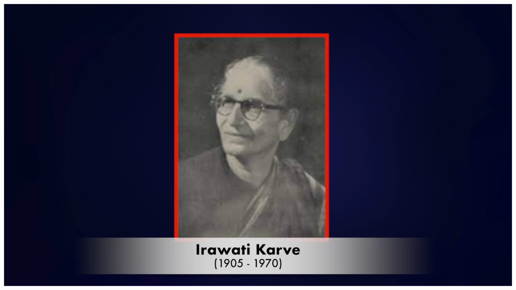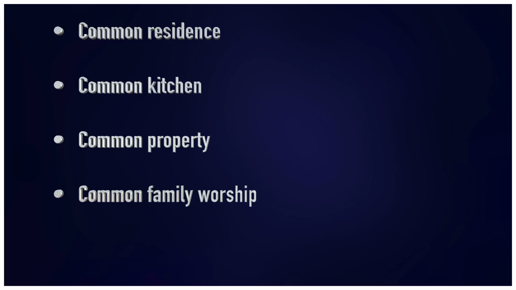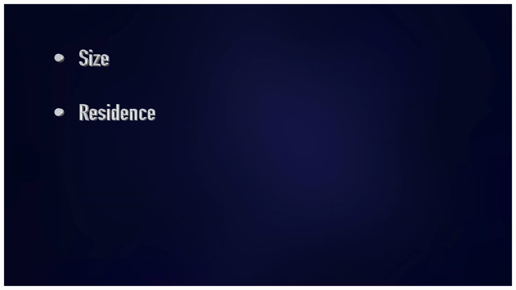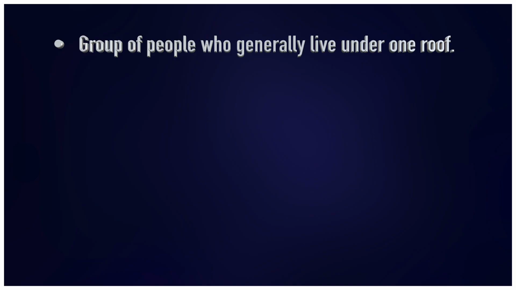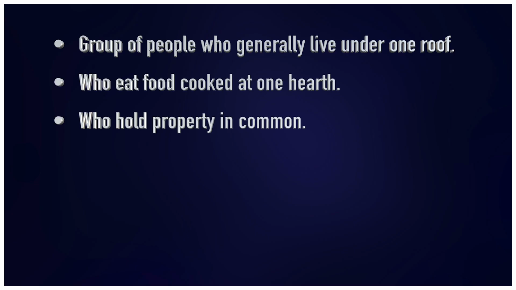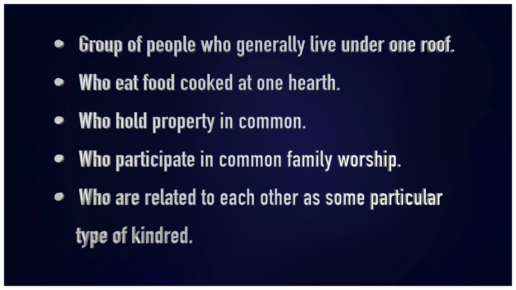She has given 5 characteristics of traditional joint family, that is common residence, common kitchen, common property, common family worship and some kinship relationship. Thus, her criteria of jointness are size, residence, property and income. On this basis, she defines joint family as a group of people who generally live under one roof, who eat food cooked at one hearth, who hold property in common, who participate in common family worship and who are related to each other as some particular type of kindred.